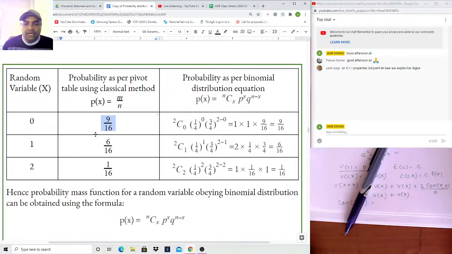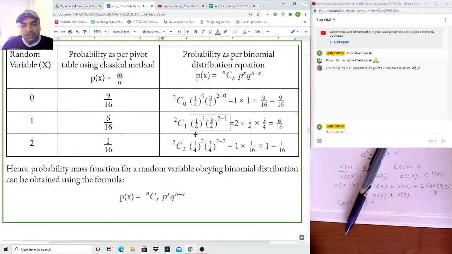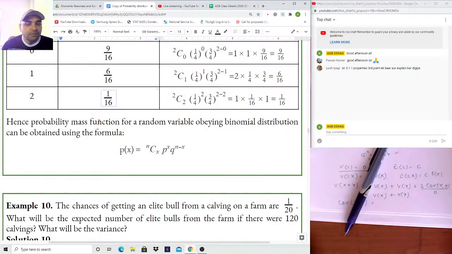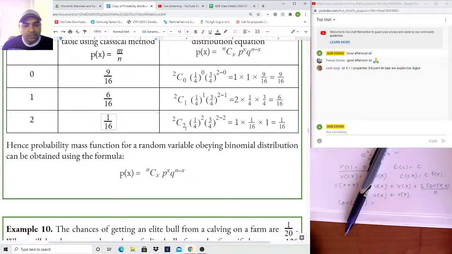Similarly, here 2C1 will be equal to 2, 1 by 4 power 1 will be 1 by 4, and 3 by 4 power 2 minus 1 remains 3 by 4. So it comes out to be 6 by 16, which was obtained from the pivot table as well. Similarly, the probability of selecting both correct answers is 2C2, 1 by 4 power 2 and 3 by 4 power 0. So it will be 1 into 1 by 16 into 1, which is again 1 by 16.